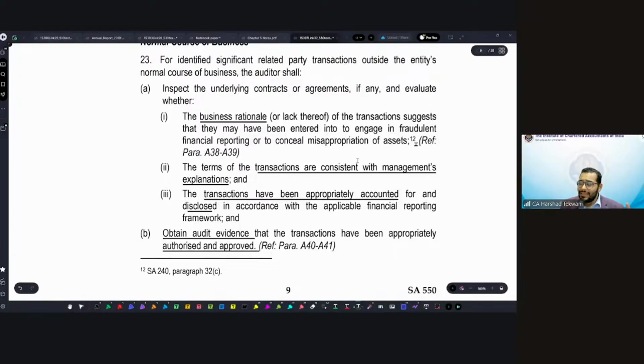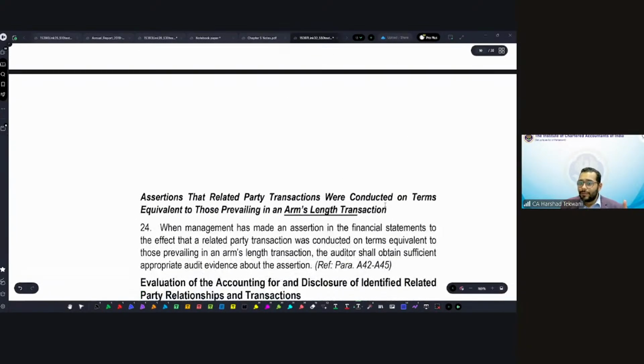And the very last and important part is the arm's length price, because this is where everything comes to a big question: accuracy. You need to make sure that the transactions were conducted on terms equivalent to those prevailing in an arm's length transaction. So you need to perform that particular type of testing so that you can comment on the arm's length price.